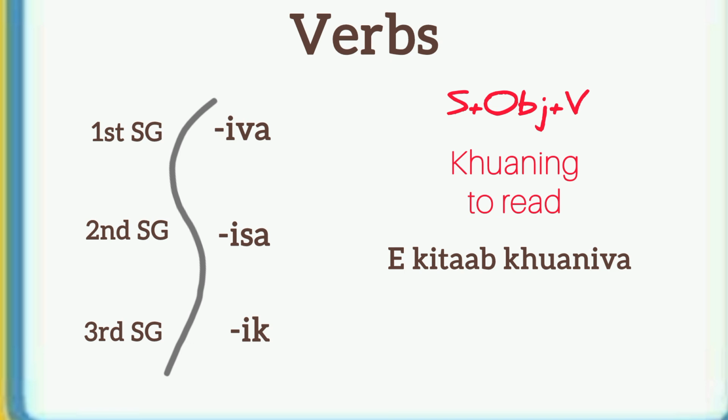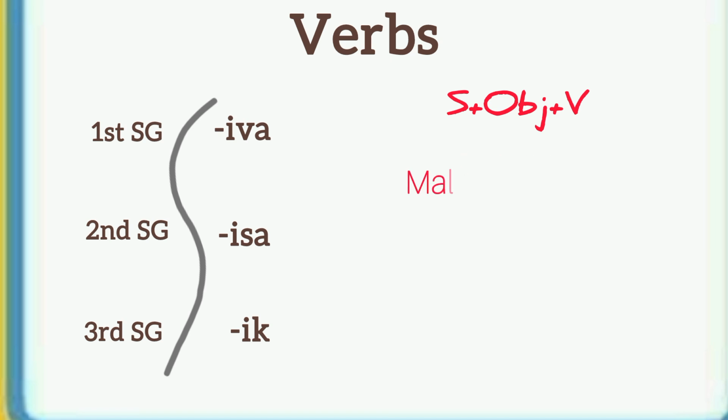As you can see in this example, in the verb we are dropping ing and adding iva according to the subject: e kitab khwaneva, which means I read a book. Here we will discuss another example, which is mulling, to open. Mulling means to open.